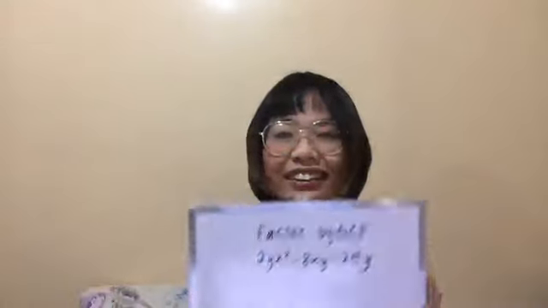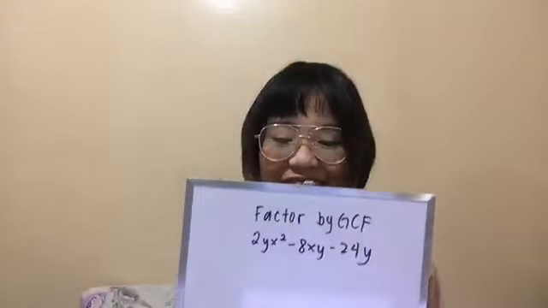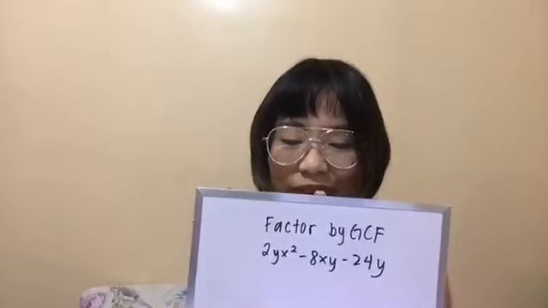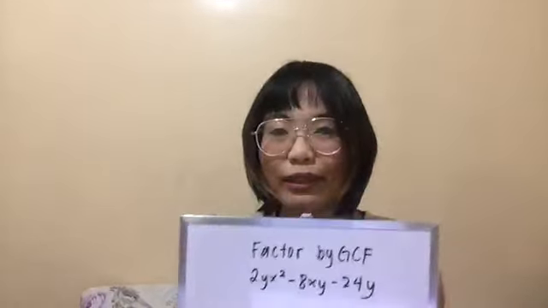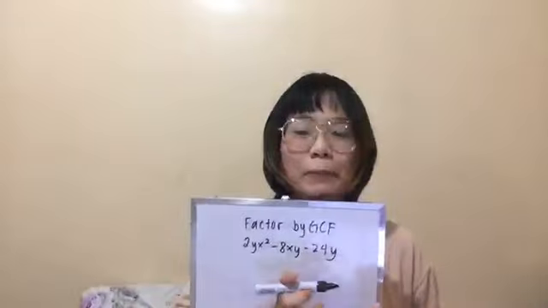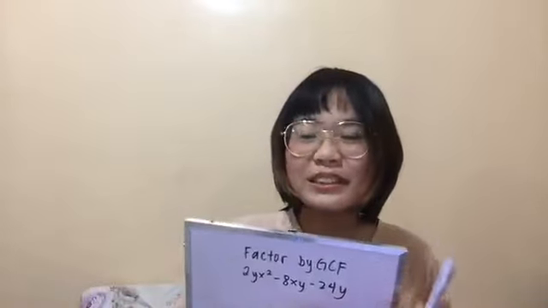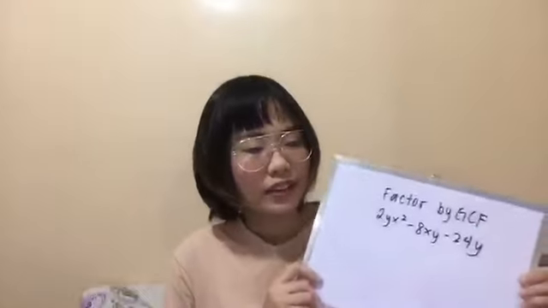Okay. So, GCF. Let's try to factor out this equation that I see on the internet. Do not peek. Could you write out this equation, Kim? This equation says 2yx squared minus 8xy minus 24y. You could factor this by getting the greatest common factor. Have you written it down?